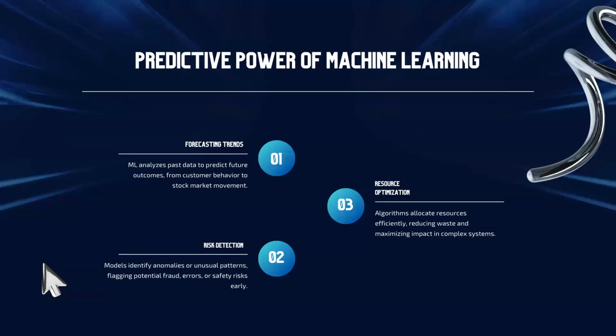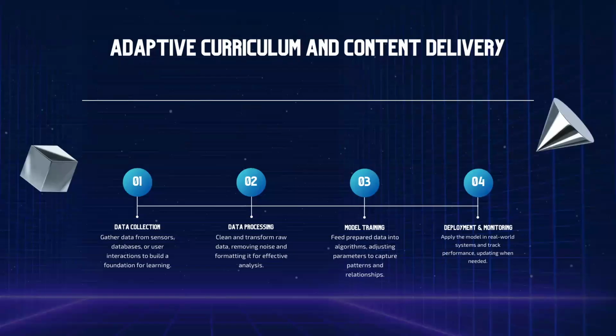So all right, let's go to the next thing. Adaptive curriculum and content delivery in education. Machine learning can create personalized learning experiences. Systems collect data from quizzes and activities, clean it, and use models to adapt the difficulty level for each student. This same four-step process, data collection, data processing, model training, deployment, drives platforms like Duolingo, Khan Academy, I'm sure you guys all hate Khan Academy, and adaptive e-learning apps.